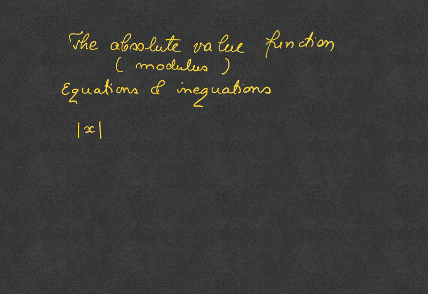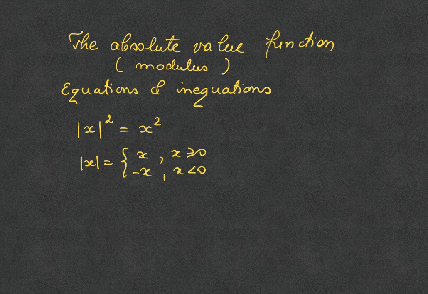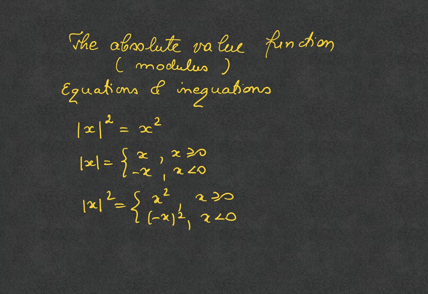Therefore, in some particular cases, we can get rid of the absolute value from the equation by acknowledging that the absolute value of x squared is the same as x squared. So remember, the absolute value of x is the distance from the origin, or is x if x is positive, and negative x if x is negative. Therefore, if we square it, we get x squared for x positive and negative x squared for x negative. So in both cases, it's x squared.